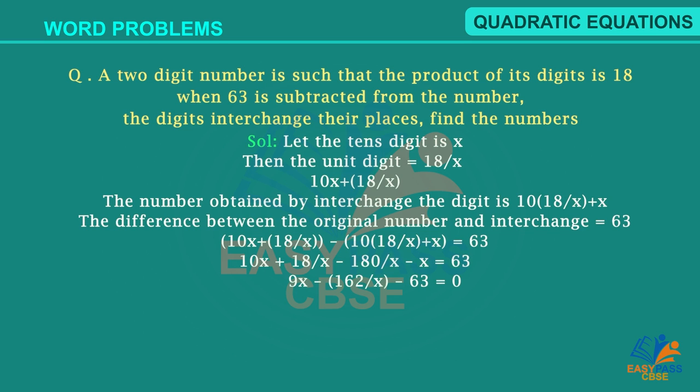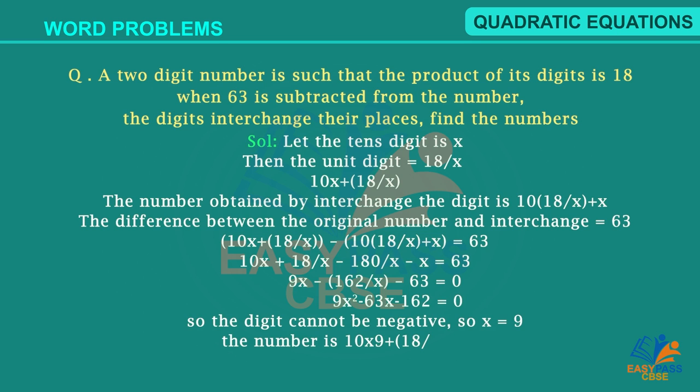What is given? The difference between the original number and the interchanged number is equal to 63. On simplifying, we get 9x square minus 63x minus 162 equal to 0. So we have x minus 9 times x plus 2 equal to 0. Therefore, x is equal to 9 or x is equal to minus 2. But a digit cannot be negative, so x is equal to 9. Then the number is 10 times 9 plus 18 by 9, that is equal to 92. Therefore, the required number is 92.